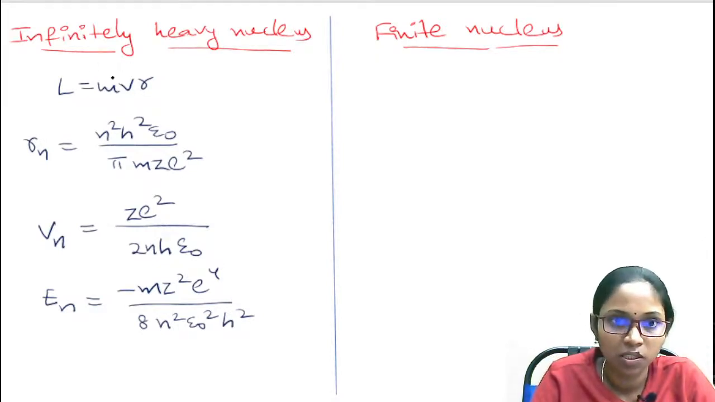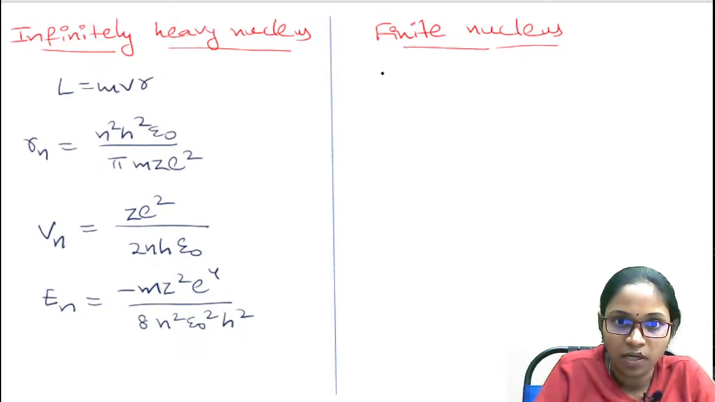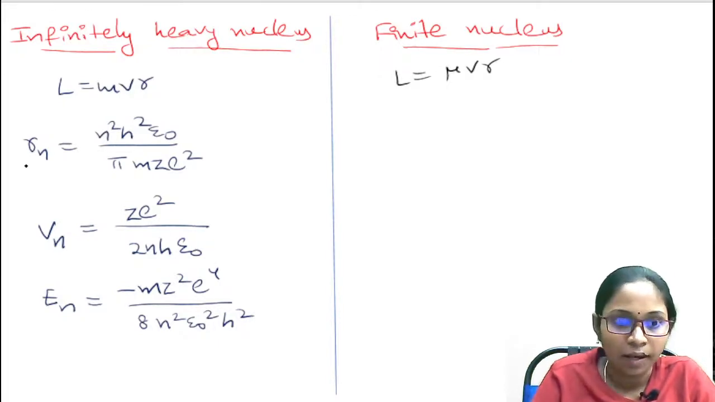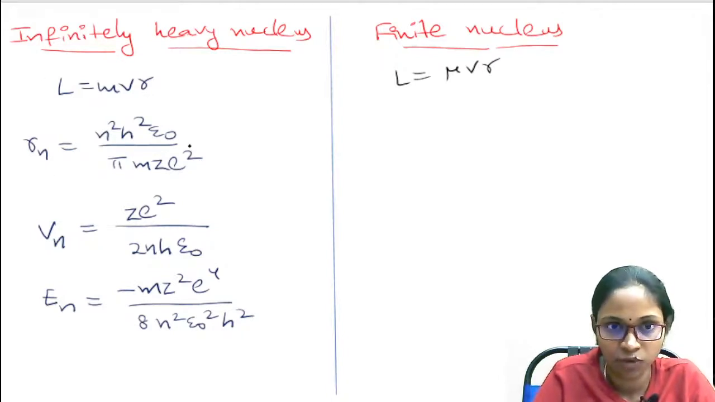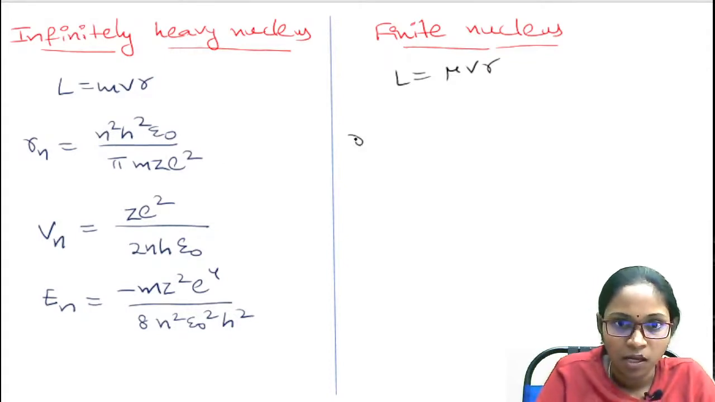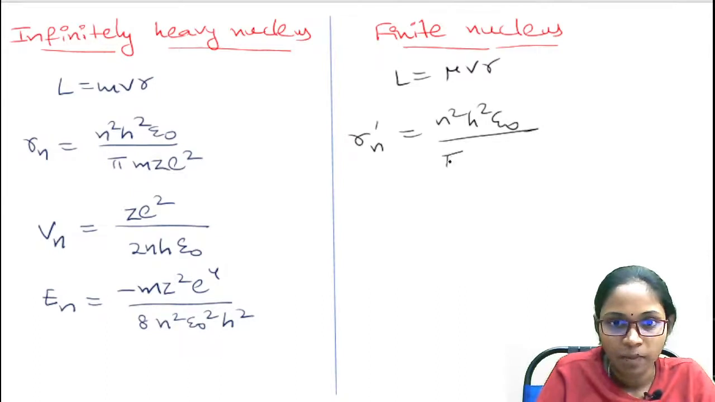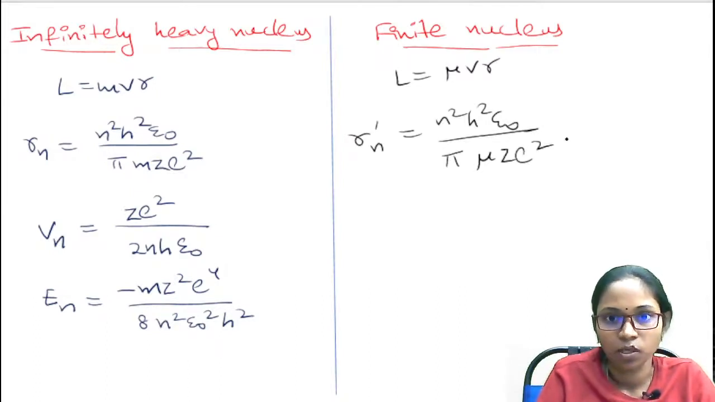So what are the equations? Initially for an infinitely heavy nucleus, L equals m v r. For finite nucleus it will be L equals mu v r. And for the radius equation, initially for infinitely heavy nucleus we have n square h square epsilon naught by pi m z e square, and for finite nucleus it will be n square h square epsilon naught by pi mu z e square.